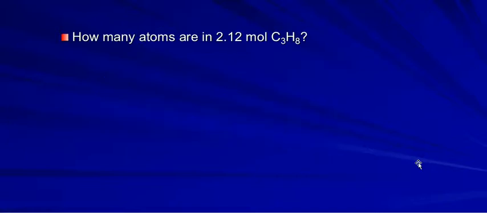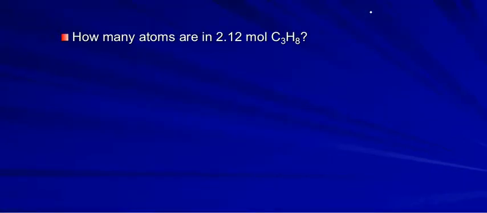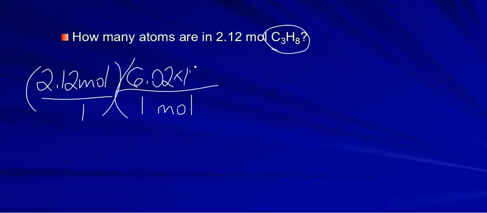How many atoms are in 2.12 moles of C3H8? Start with the moles. Go from moles to the representative particle, which again, this is a non-metal compound, so the representative particle is the molecule. So 6.02 times 10 to the 23rd molecules in 1 mole.